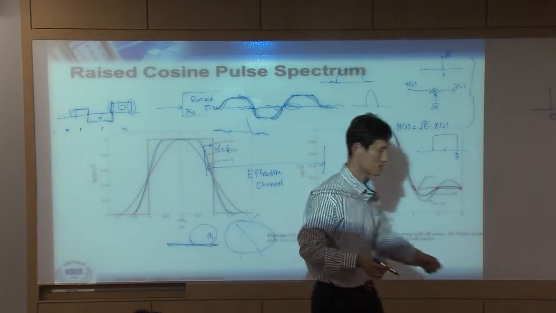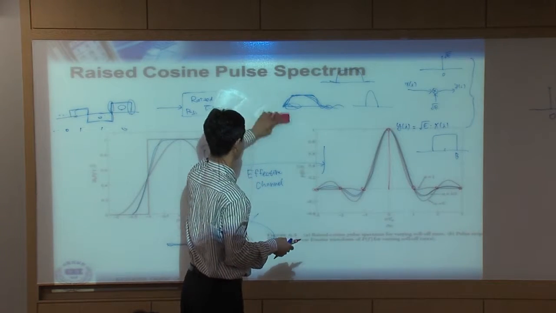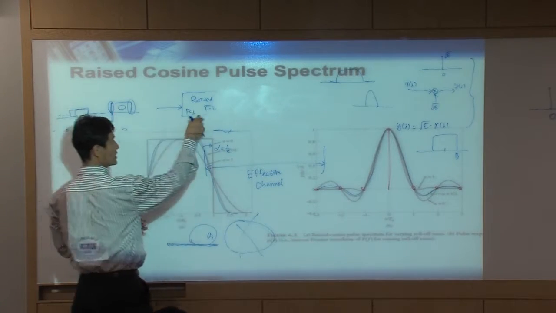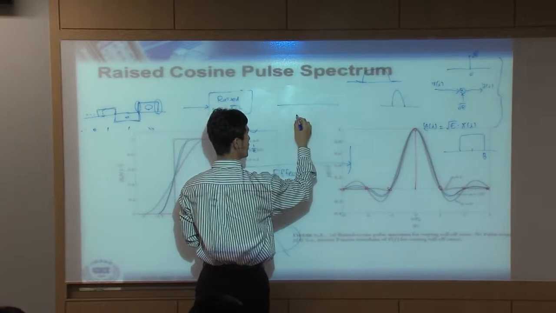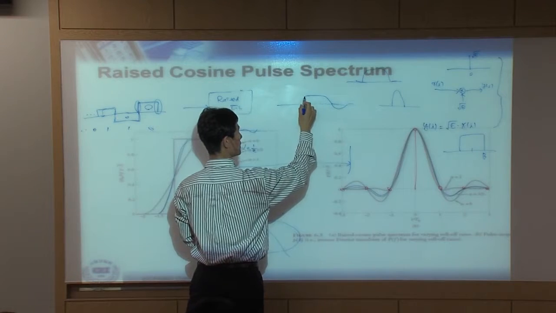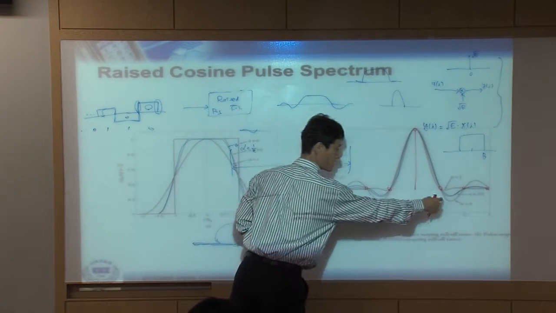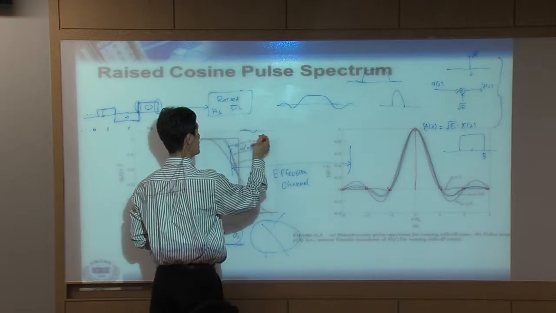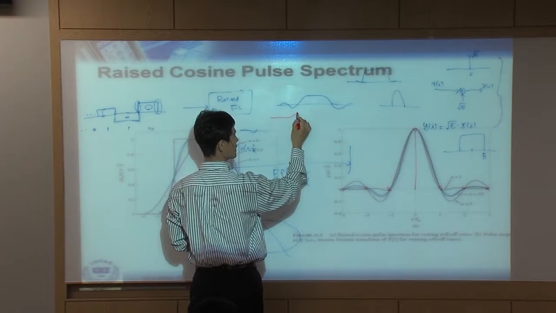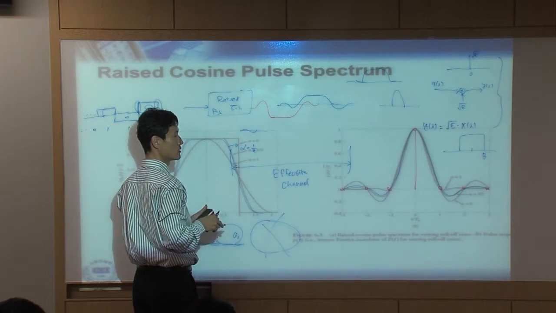Let me put that again. First, you put one here in the filter, and your output is going to be like this. Because of this ripple, the side lobe, you have these things. Let me put the second one here, and then you're going to get something like this.